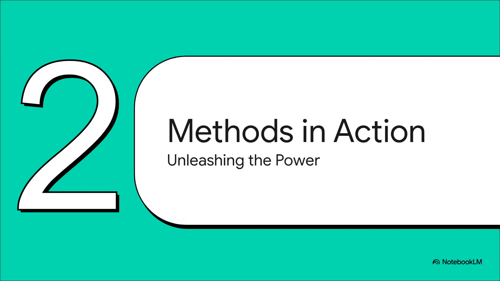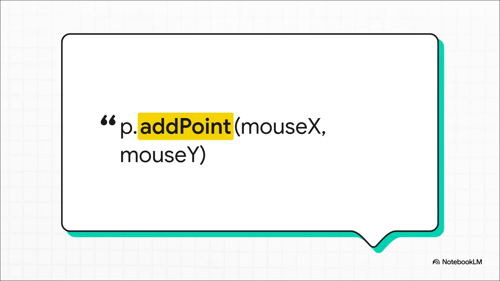Okay, enough talk. Let's see how this actually works and solve our drawing app problem once and for all. It is time to unleash the power of methods. Okay, check out this line of code. See that p? That's our polygon object. And right after it, yep, there's our magic dot. That dot is the bridge connecting our object to its special power. And what is that power? add_point. We're literally telling our polygon p, hey, use your unique add_point ability right now.